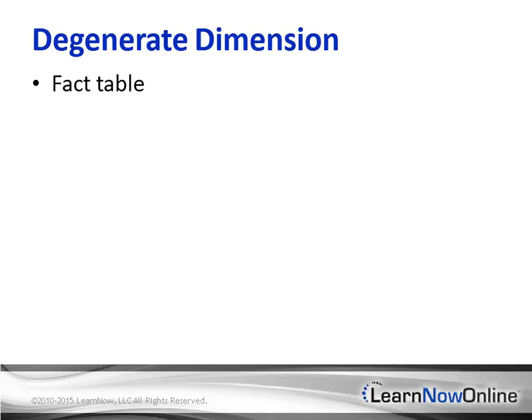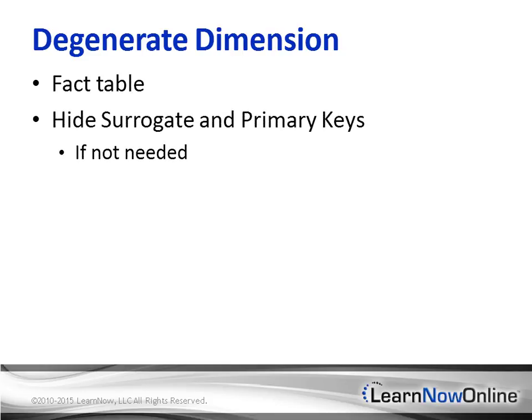Now let's talk about the degenerate dimension, which is really the columns in a fact table that cannot be placed in a dimension. A degenerate dimension in Tabular works similar to cubes. The measures created in Tabular are in the Fact Tables tab. This is the same area where the degenerate dimension attributes are located.